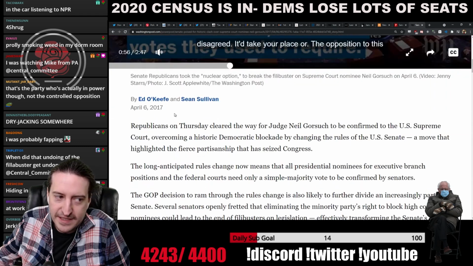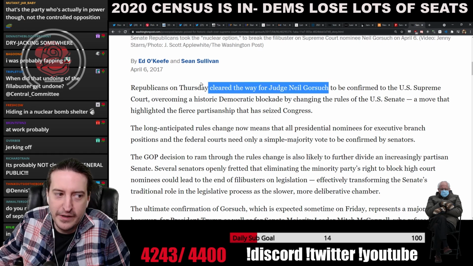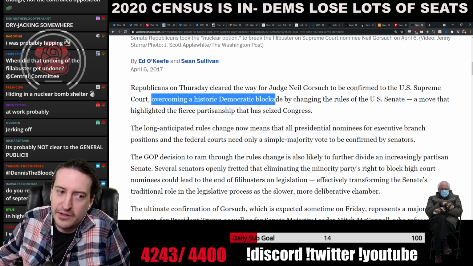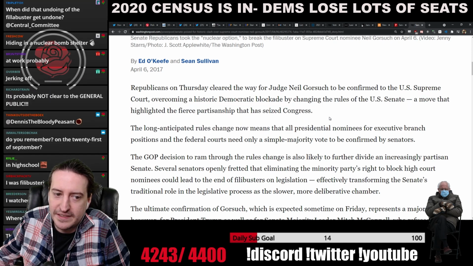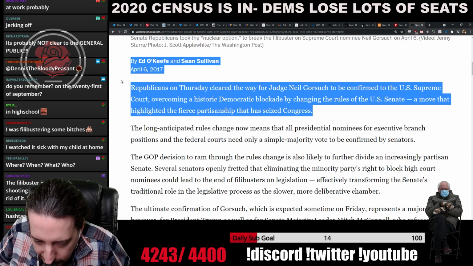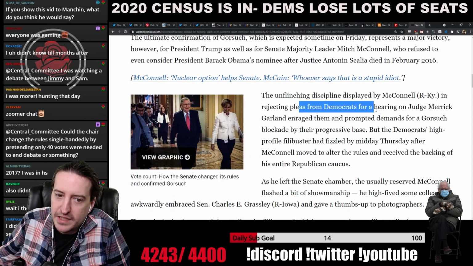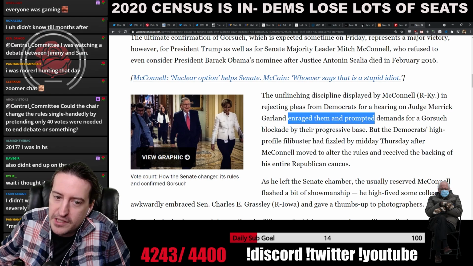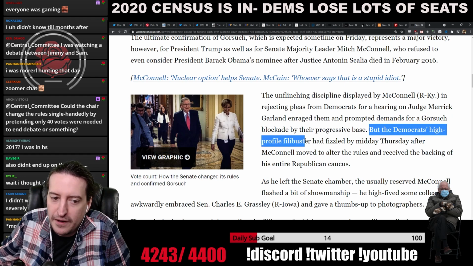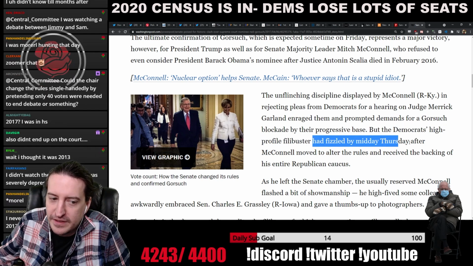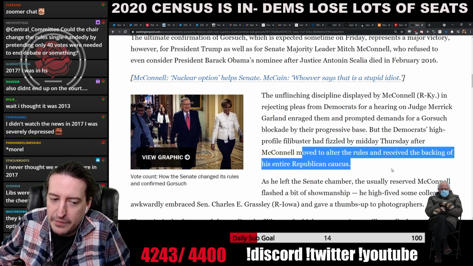This was 2017. Republicans on Tuesday cleared the way for Judge Neil Gorsuch to be confirmed to the U.S. Supreme Court, overcoming a historic Democratic blockade by changing the rules of the U.S. Senate, a move that highlighted the fierce partisanship that has seized Congress. Nobody cared. The unflinching discipline displayed by McConnell in rejecting pleas from Democrats for a hearing on Judge Merrick Garland enraged them in prompt demands for a Gorsuch blockade by their progressive base. But the Democrats' high-profile filibuster has fizzled by midday Thursday after McConnell moved to alter the rules that received the backing of his entire Republican caucus.